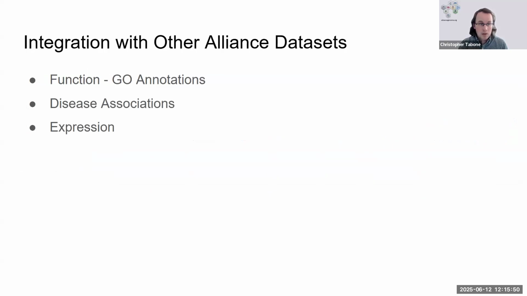Okay, great. So now that I've talked about the orthology tables, the standalone tables, I want to talk about the other three parts of the gene page where we incorporate orthology data and integrate it with other data sets that are available at the Alliance. And the first one I'll talk about is the GO annotations.